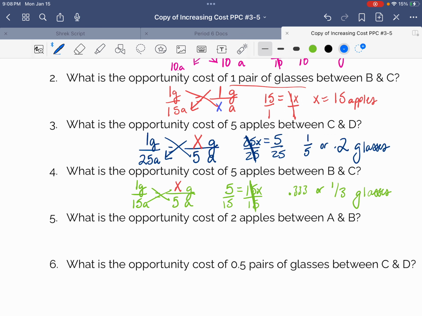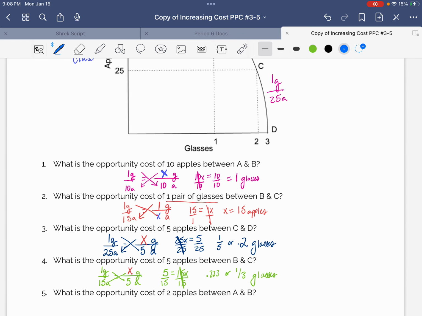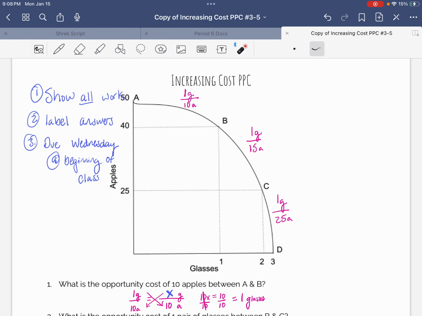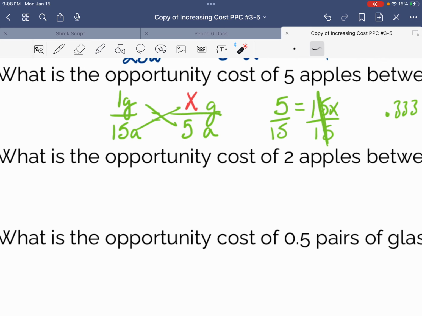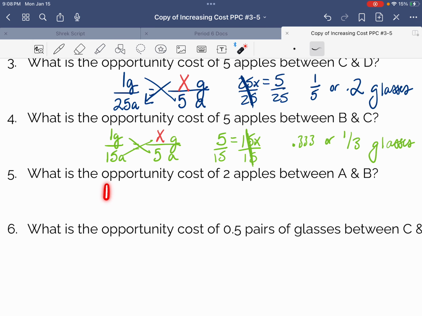What's the opportunity cost of 2 apples between A and B? So I go up to A and B. I find my beginning ratio, 1g/10a. So my beginning ratio for A and B is 1 glass is the same as making 10 apples. I set it equal to an empty fraction with glasses on top and apples on the bottom. And what is the opportunity cost if I make 2 apples between A and B? Then what am I losing out on in terms of glasses?